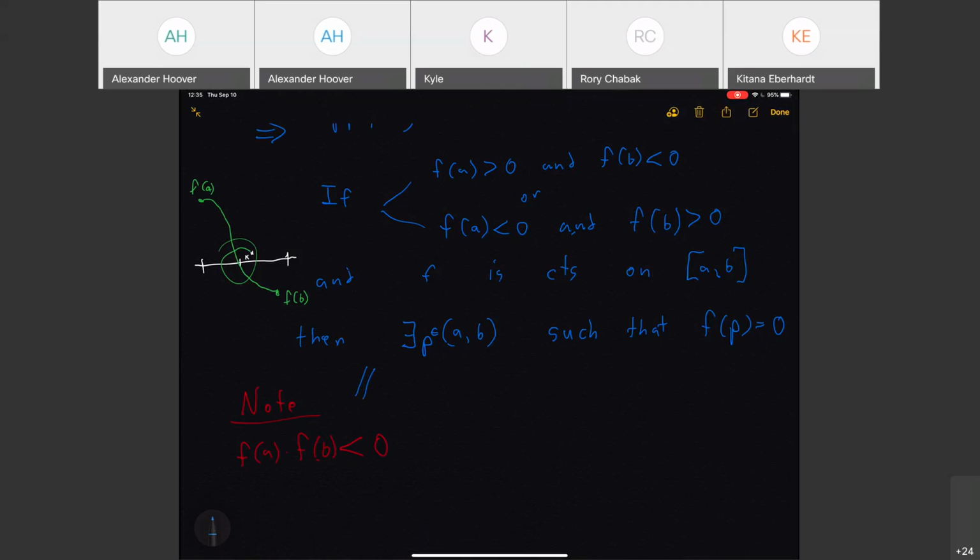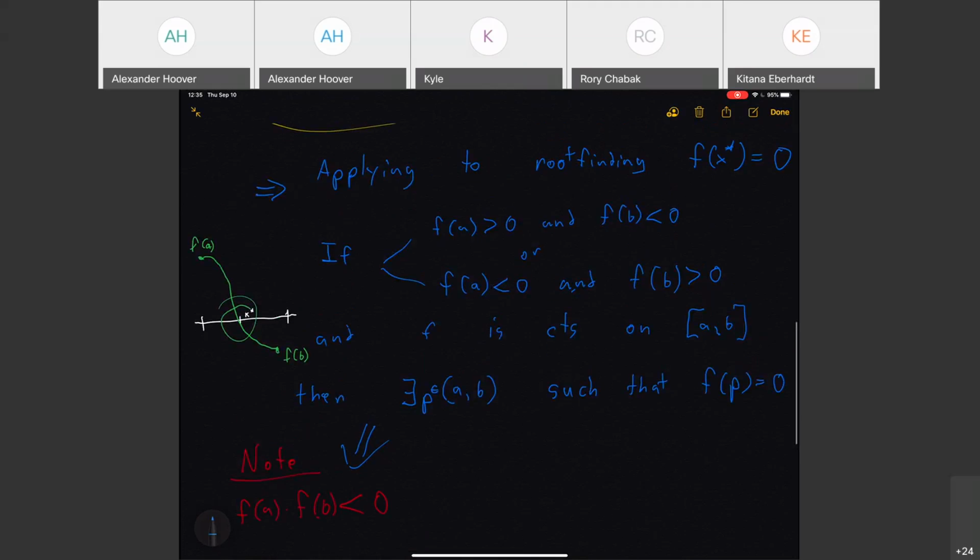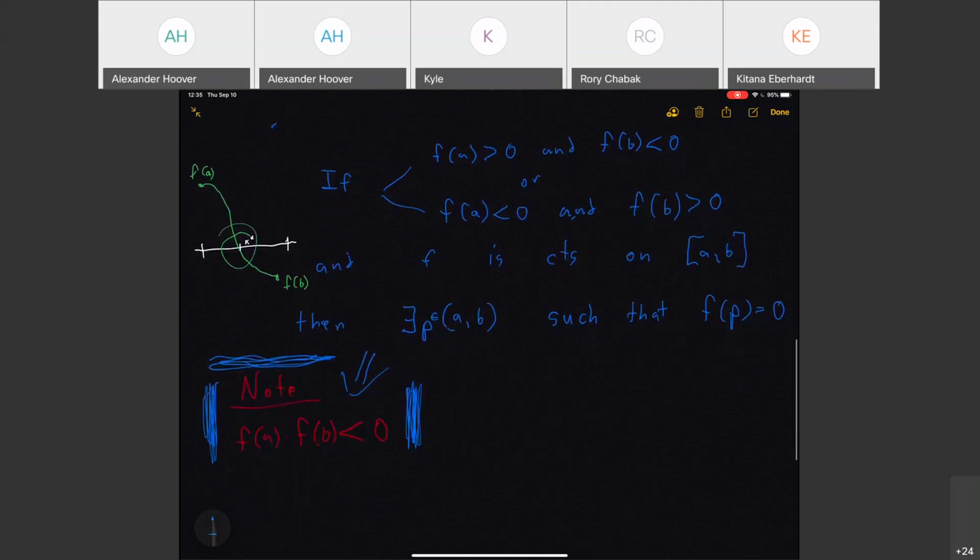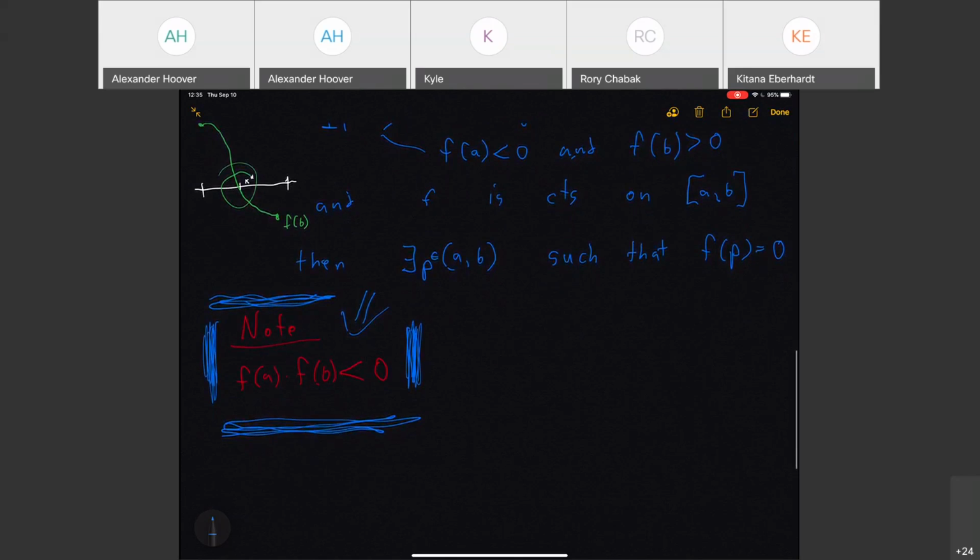This is only applying for this situation that we have here. In fact, this is going to be the main driver for our bisection method. Okay. Any questions so far? I don't think I've done too much new.